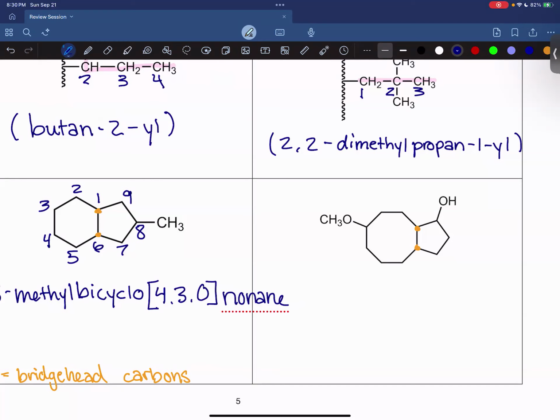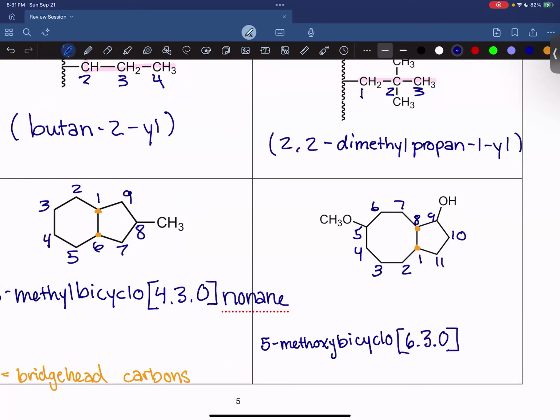Bicyclo. Our bracket. Now we have 1, 2, 3, 4, 5, 6 carbons in the bigger ring, 1, 2, 3 carbons in the smaller ring, and 0 between the two. And then, does anybody remember the parent name for 11 carbons? Undecane, I don't know. So we're going to write that, and we are going to modify this parent name because it's an alcohol. Let me actually write this a little bit smaller so I can fit it all there. And 9-ol.